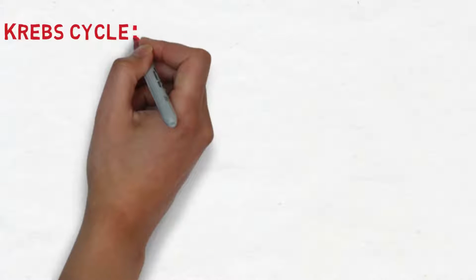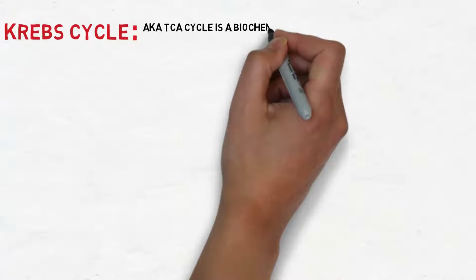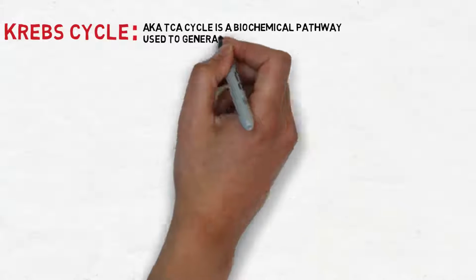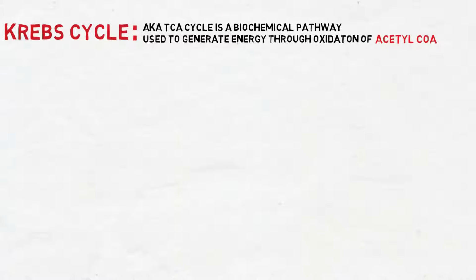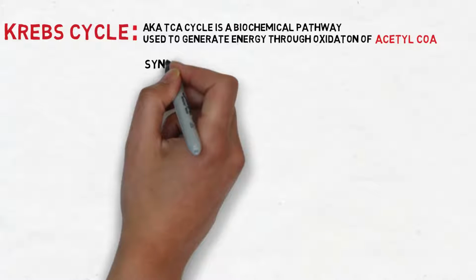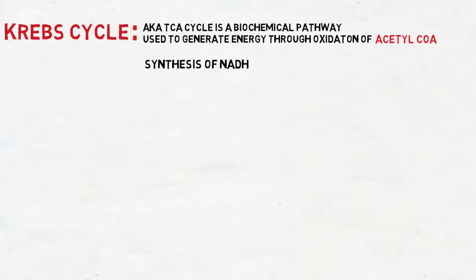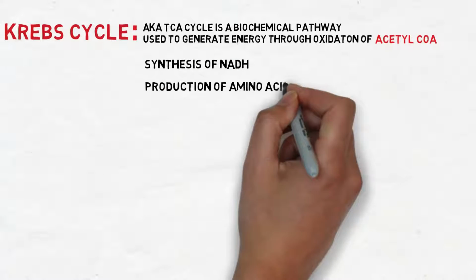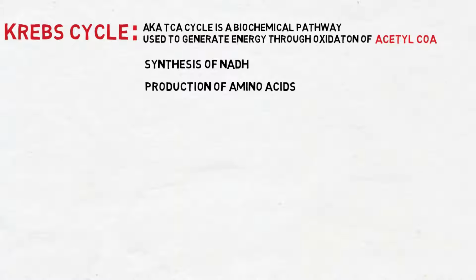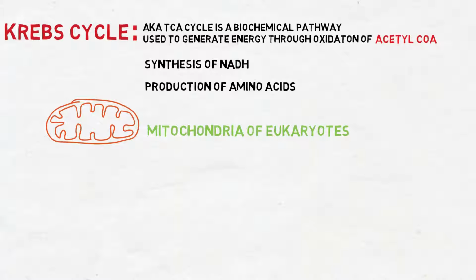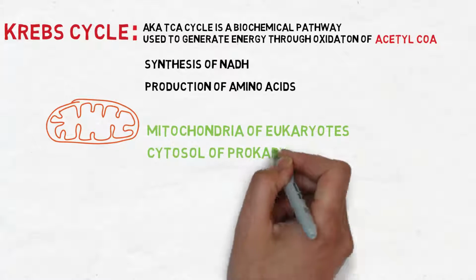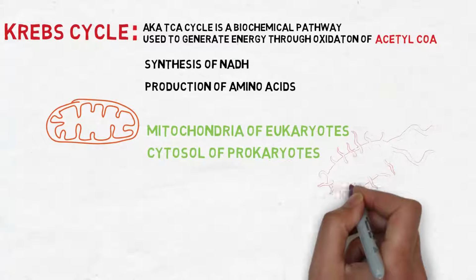In this video, we will talk about the Krebs cycle. The Krebs cycle is also known as the tricarboxylic acid cycle, and it's a biochemical pathway that is used to generate energy through the oxidation of acetyl-CoA. It is also used for the synthesis of NADH and for the production of amino acids. The Krebs cycle takes place in the mitochondria of the eukaryotes and in the cytosol of the prokaryotes.